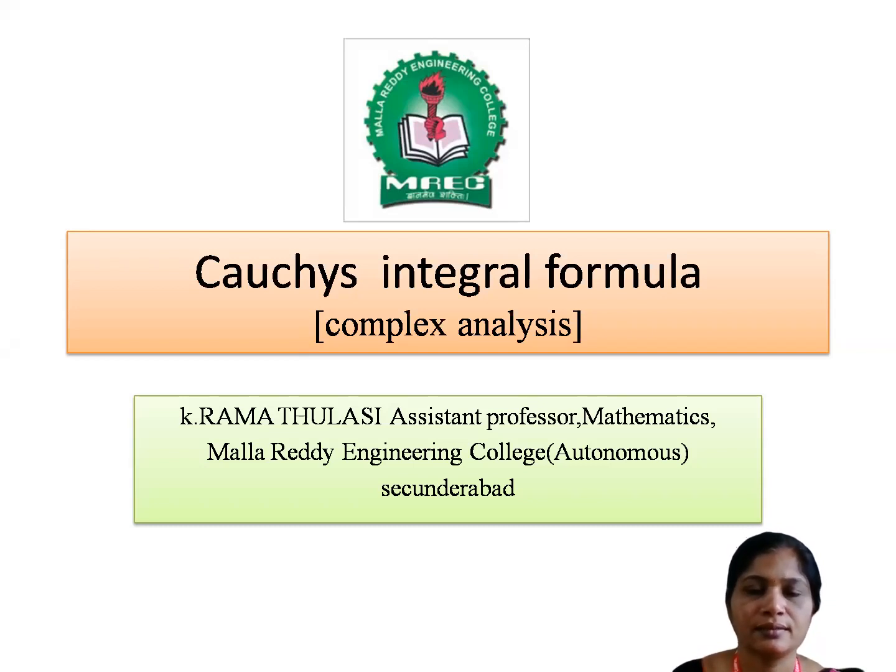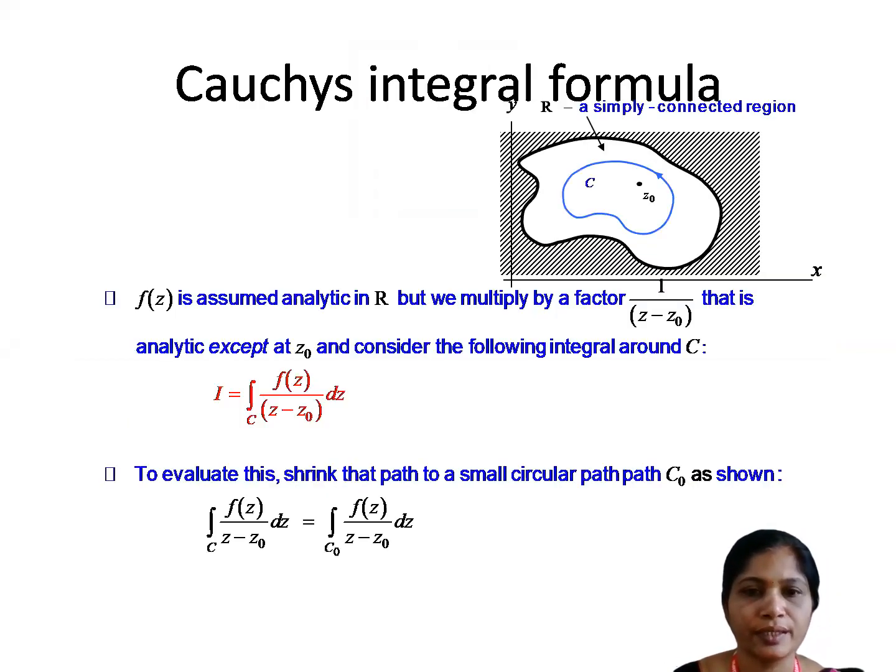The statement is: f(z) is an analytic function and z₀ is any point that lies inside the circle. Then f(z₀) is equal to 1 by 2πi integral over C of f(z) by (z minus z₀) dz.